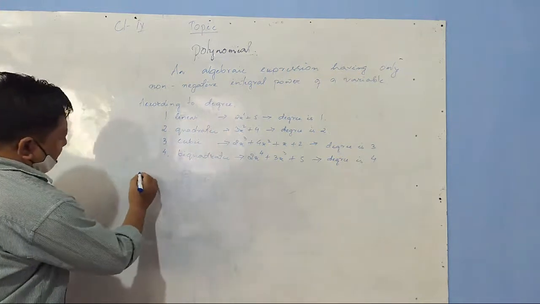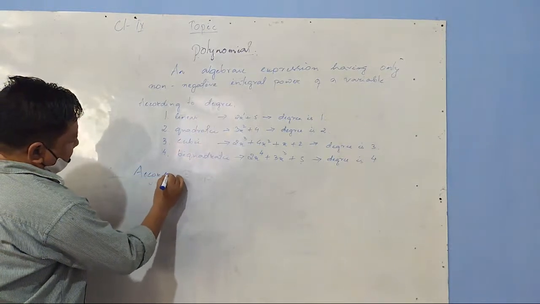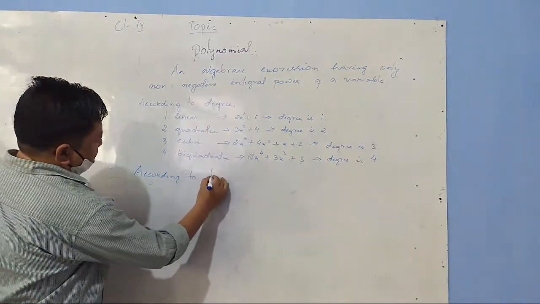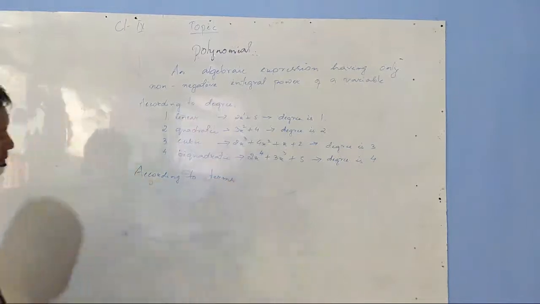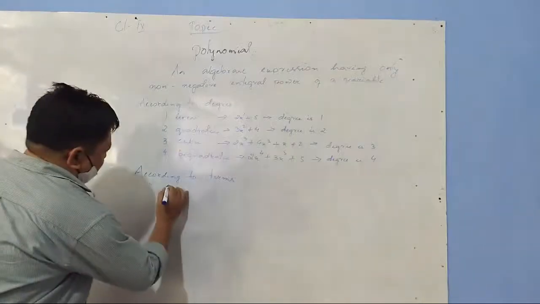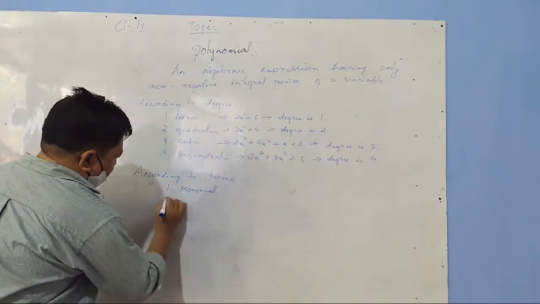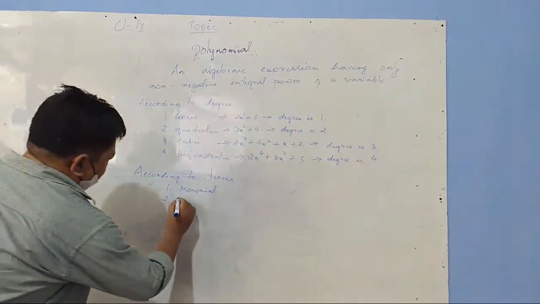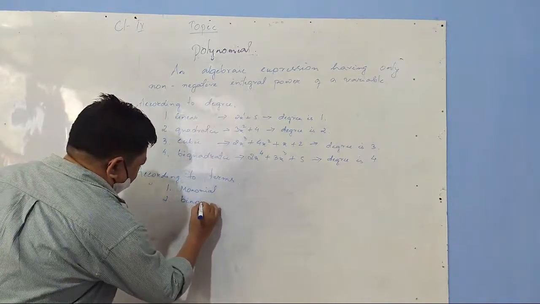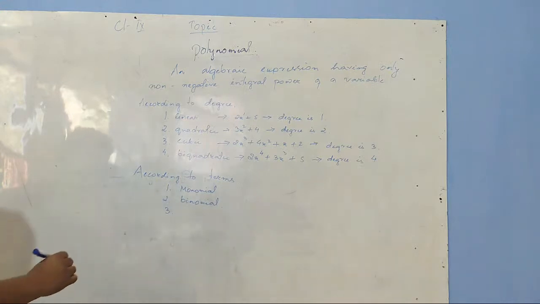Next, let's see another classification of polynomials according to terms. According to terms, a polynomial is subdivided into monomial, number 1; binomial, number 2; and number 3, trinomial.